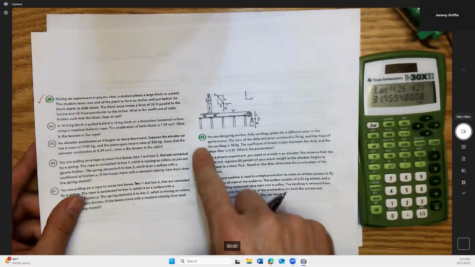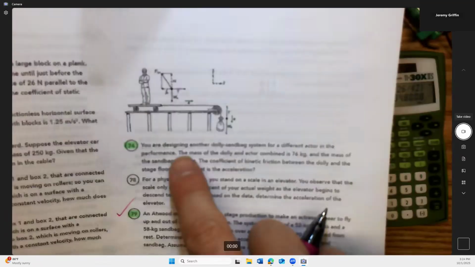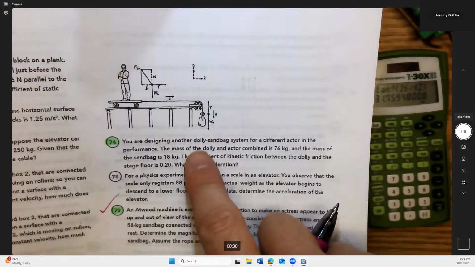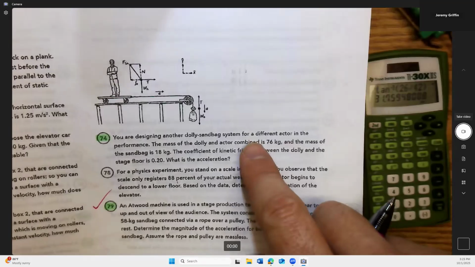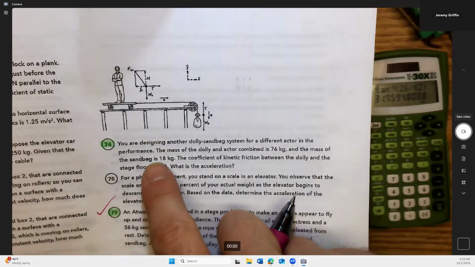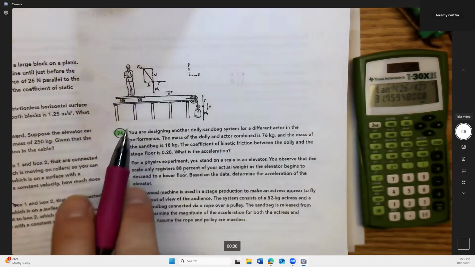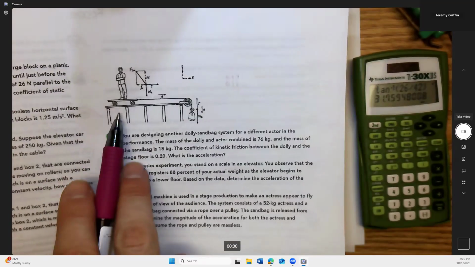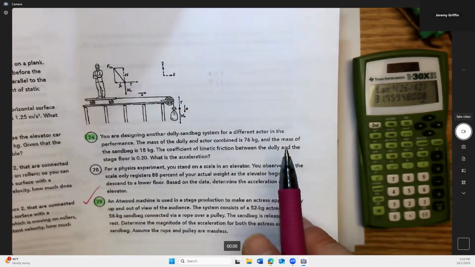All right, last one I want to do with you guys is 74. You guys see this Atwood looking setup? So you're designing another dolly sandbag system. I guess you do a lot of these apparently for a different actor in the performance. The mass of the dolly and actor combined is 76 kilograms. See, here's the dolly, here's the actor, they're all together on wheels. Hey, you guys did a lab that looks a lot like this, right, with that part and the whole thing.